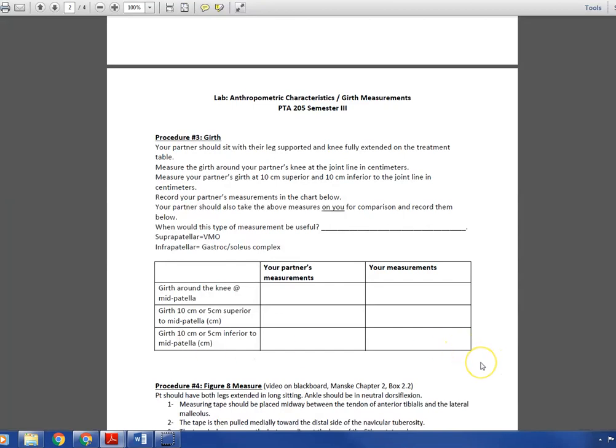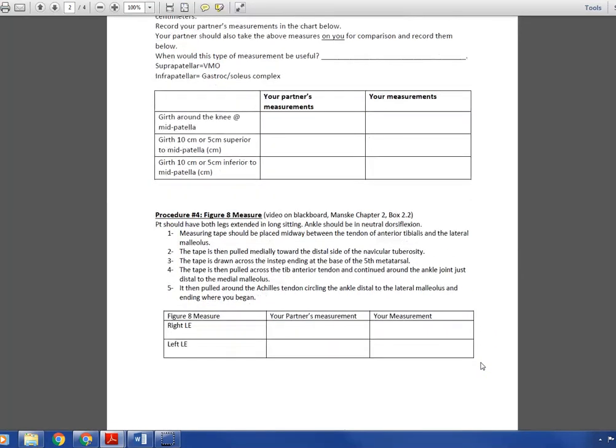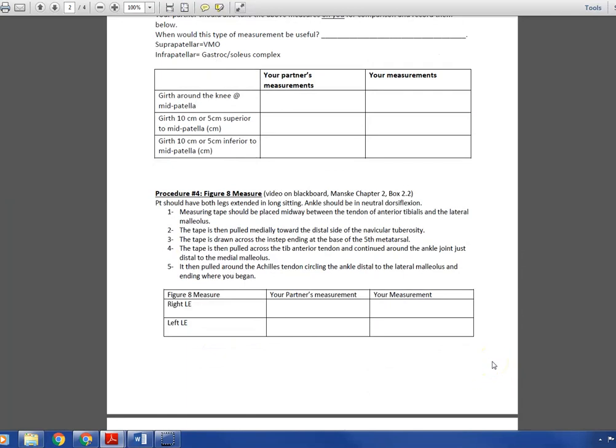For procedure number 4, we're going to take a figure 8 measure of the ankle. There is a video that I have recorded as well as an additional YouTube video that is posted on Blackboard. The Mansky book, Chapter 2, Box 2.2, has a description of how to do this procedure. There are copies of the Mansky book in the lab on the bookshelf for you to use.